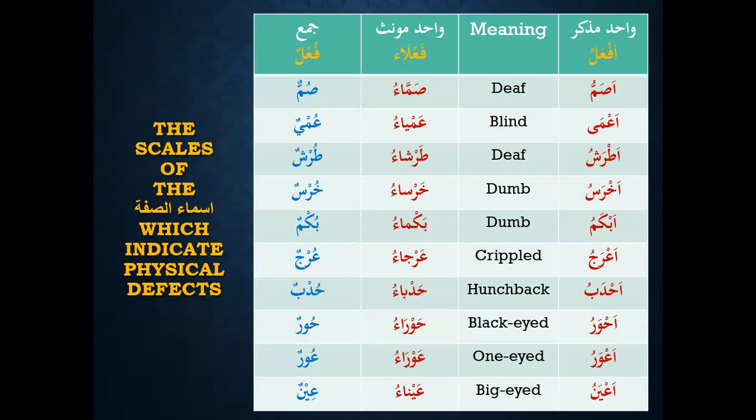And the physical defects come on the same scale: af'al, fa'ala, and fu'lun. Asmam, it was asmam, af'alu, asmamu, af'al, asmam. But you know when two letters of the same kind are together, you just merge them, idgham, and put a shad, tajdeed sign on them. And the first one of those would be silent, sakina. Second one would be active.